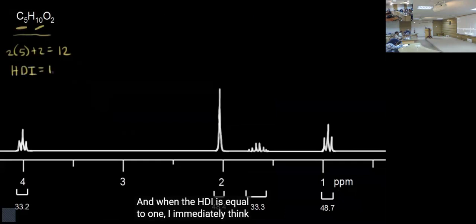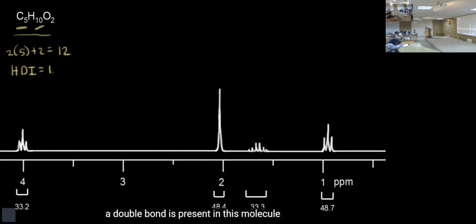And when the HDI is equal to 1, I immediately think a double bond is present in this molecule or a ring is present in this molecule.